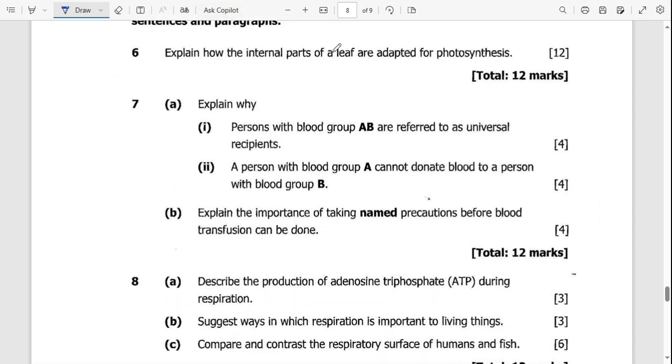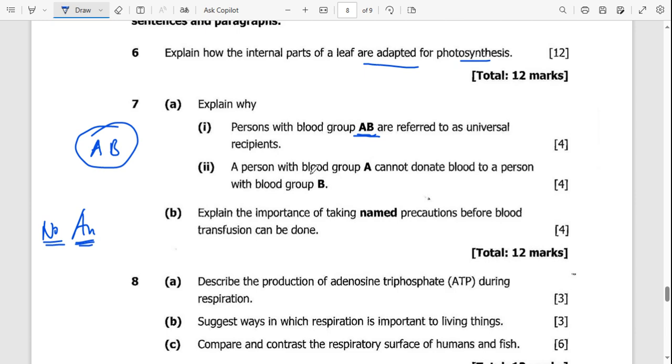Explain how the internal parts of a leaf are adapted to photosynthesis. So you need to explain what is found in the internal structure. Explain why persons with blood group AB are referred to as universal recipients. When you have got blood group AB, it means that you don't have any antibody. Because you don't have any antibody, any blood that you get, nothing is there to fight it. So you are a universal recipient.